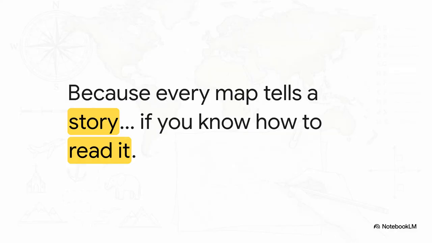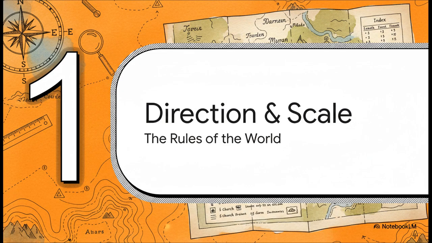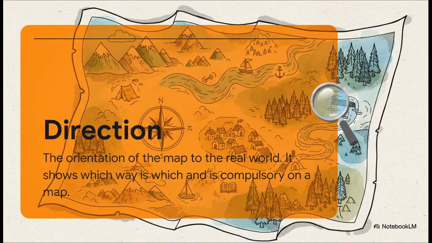It's because a map is so much more than just a tool to get you from point A to point B. Think of it more like a snapshot of a place at a specific moment in time, absolutely packed with information and history. It's a story, really. And once you learn the language, you can read every single word. So just like any language, you've got to learn the grammar first, right? The basic rules. For maps, that all starts with two really fundamental ideas: direction and scale. Let's dive in.